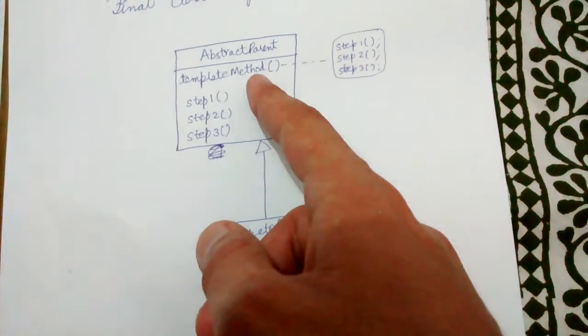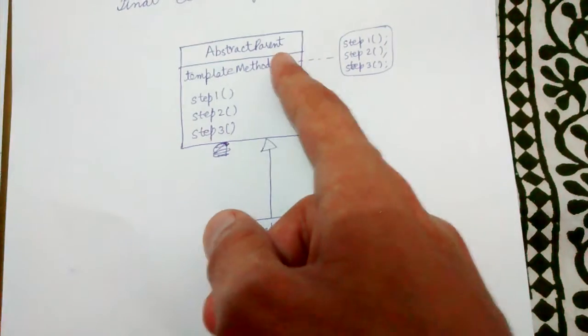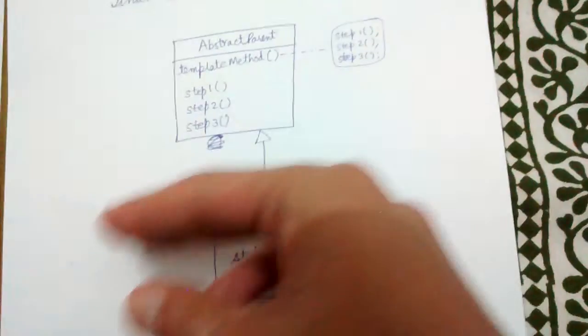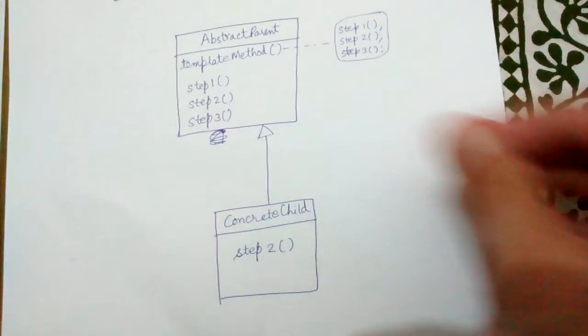So this is how the template method pattern works. For an algorithm we provide a method which is containing the template or the blueprint of the algorithm, and all the subclasses are using the same blueprint.